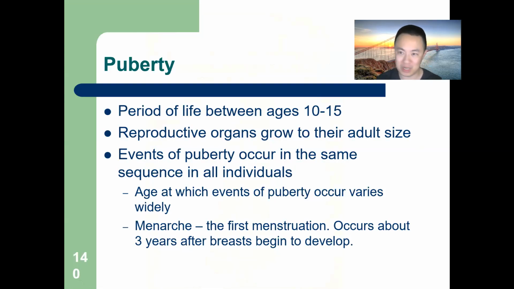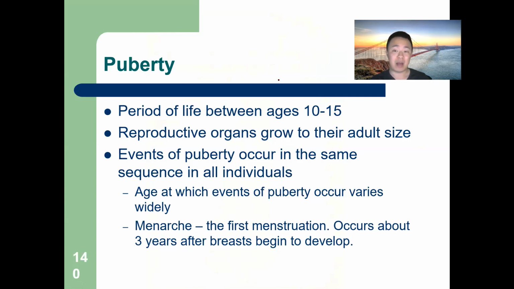Let's talk about puberty. Okay, now puberty is a period of life that occurs between the ages of 10 to 15 in women. The reproductive organs begin to grow into their adult mature size. And the events of puberty occur in the same sequence in all individuals. The age at which events of puberty occur varies widely, again, between 10 to 15, sometimes even a little earlier than that, depending on the person.